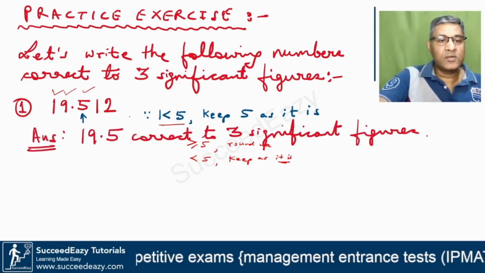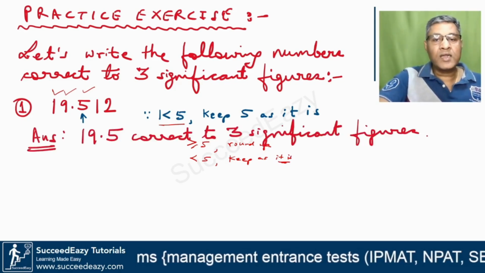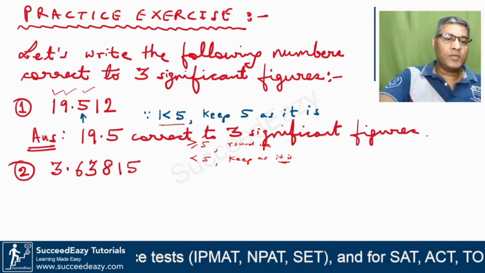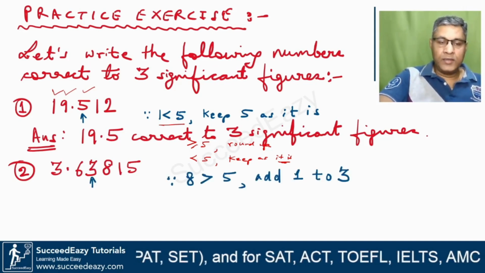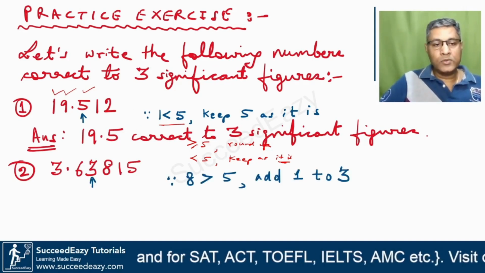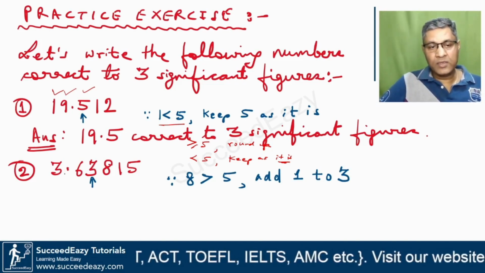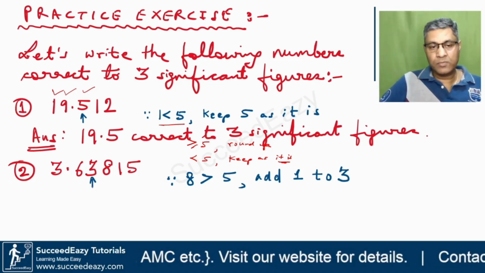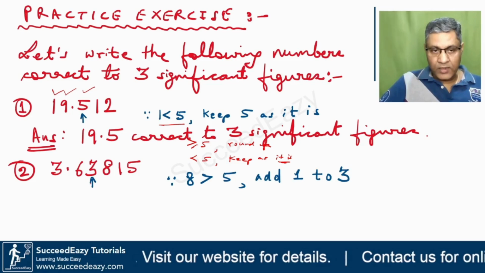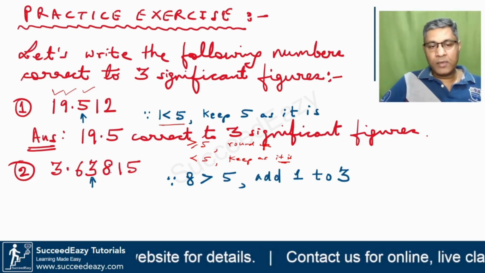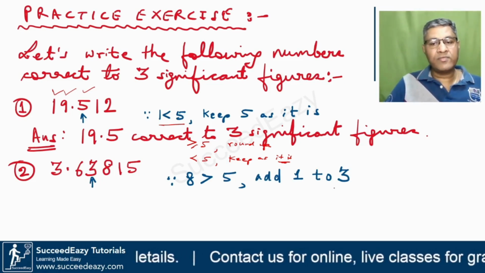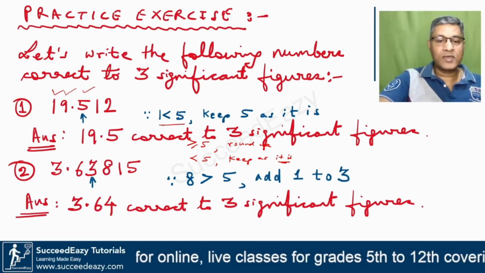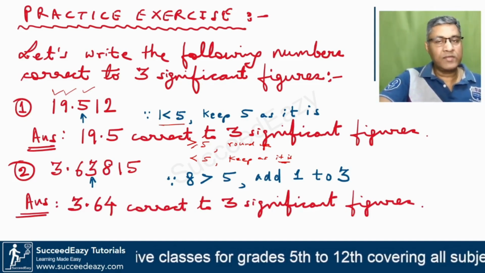So here the answer is 19.5, correct to 3 significant figures. Okay, let's see another example. 3.63815. Here again I'll round it to 3 significant figures, meaning 3.63. This 3, the blue arrow, I have to round it up, because the following number is 8. 8 is greater than 5, and therefore I'll add 1 to 3 to get 3.64 as the correct answer, correct to 3 significant figures.